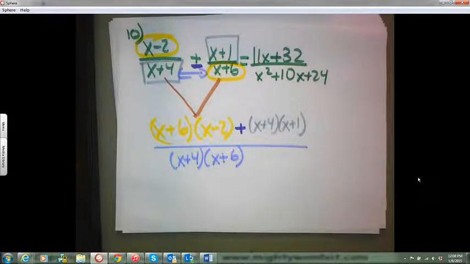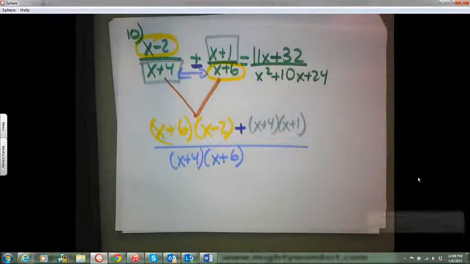Does it matter which one you put first? No, it doesn't matter if you put x plus 4 first or second, because multiplication is fine.